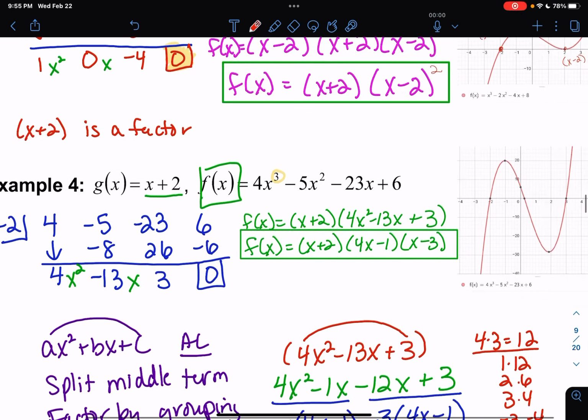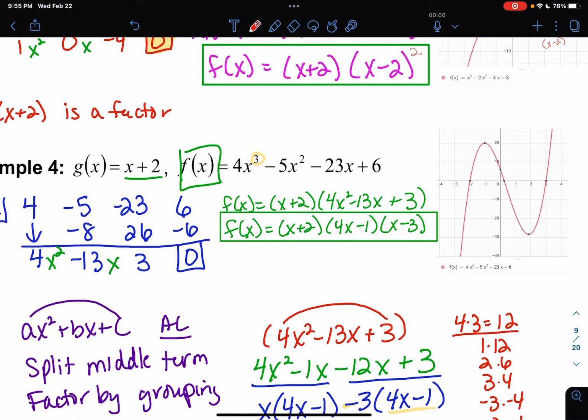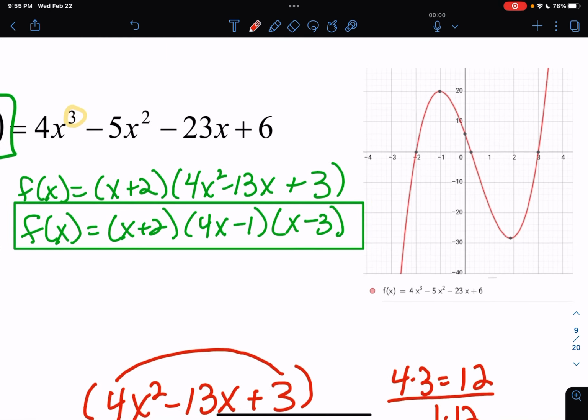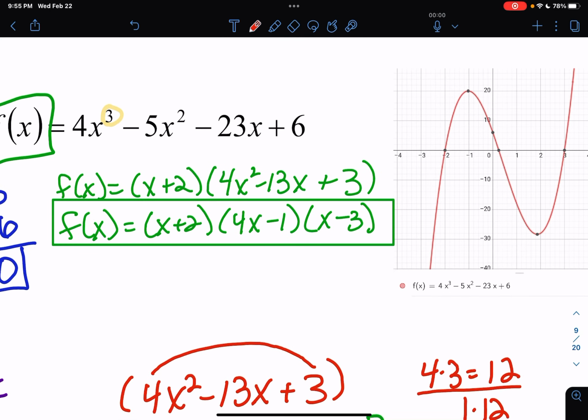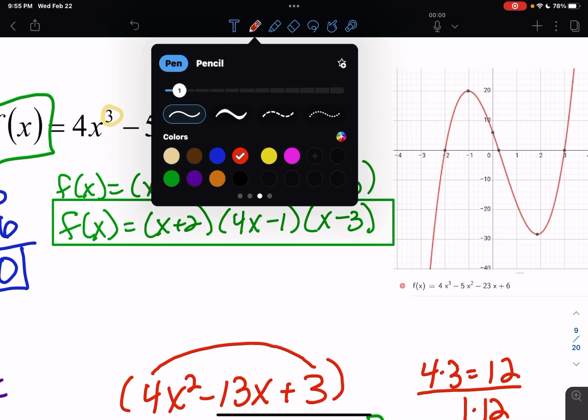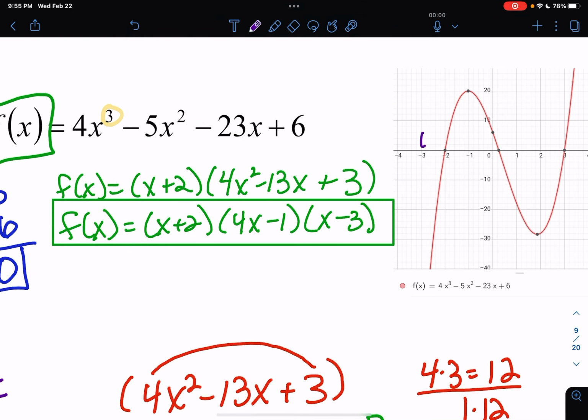And now let's look at example 4. 4x to the third minus 5x squared minus 23x plus 6. We found the three factors. The first factor we found using synthetic division of x plus 2. That corresponds to this point on the graph where, let's use purple, this corresponds to the factor x plus 2, where that equals 0. That's where the graph is going to cross through the x-axis.